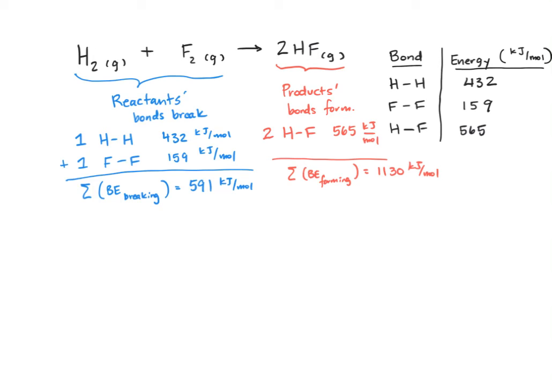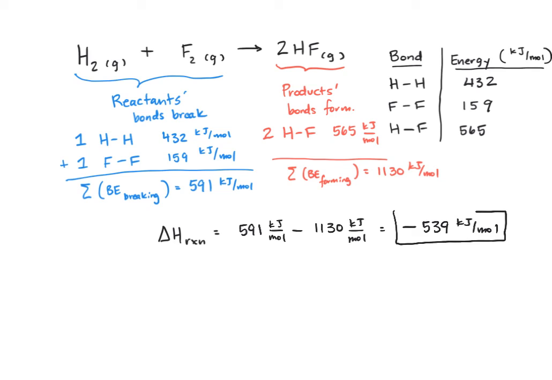To calculate our overall enthalpy change for our reaction, delta H for our reaction, we take the bond energies for all of the bonds breaking, subtract the bond energies for all of the bonds forming. That's 591 kilojoules per mole for all of our bonds breaking, minus 1,130 kilojoules per mole for all of our bonds forming. That leaves us with negative 539 kilojoules per mole. This is our overall enthalpy change for our reaction as a total whole.